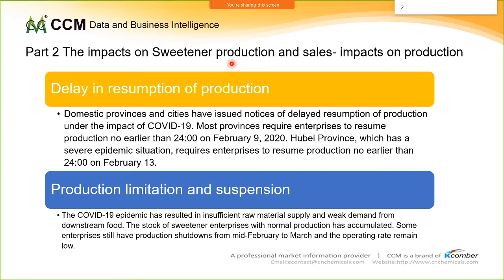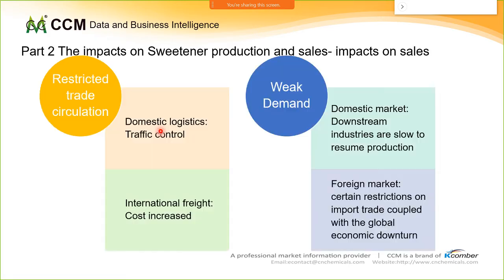The stock of sweetener enterprises with normal production has accumulated, and some enterprises still have production shut down from mid-February to March, and the operating rate remained low. Traffic control has been implemented across China due to the epidemic's prevention and control, and this has made it difficult for companies to ship. In February, rail transportation and road transportation in North China was basically blocked. Vans could not arrive at the warehouse and goods could not be shipped.